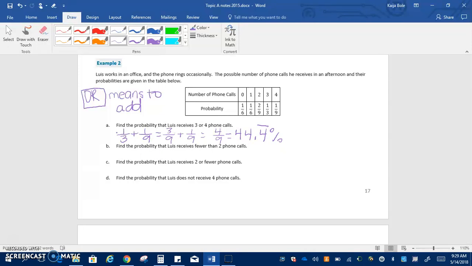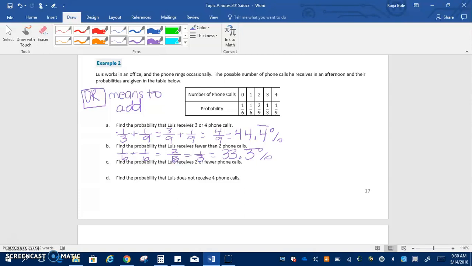Alright, find the probability that Luis receives fewer than 2 phone calls. So that means we're adding 0 and 1. So 1/6 plus 1/6, which is 2/6. And when you simplify that, that's 1/3. And we know when we divide that, we get 33.3 repeating percent.